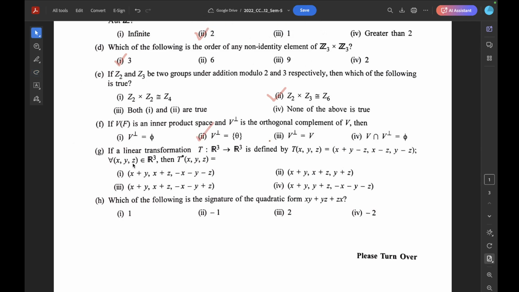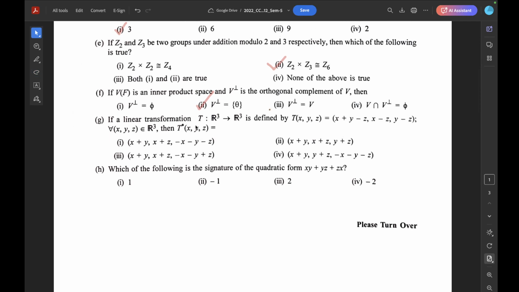Next question G. If a linear transformation T from R3 to R3 is defined by T(x, y, z) = (x + y, -z, x + y - z, x - z, y - z) for all (x, y, z) belonging to R3, then T star (x, y, z) equals what? This T star is the adjoint operator of T.